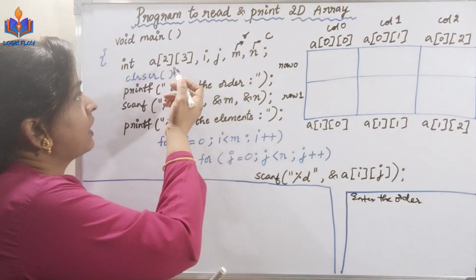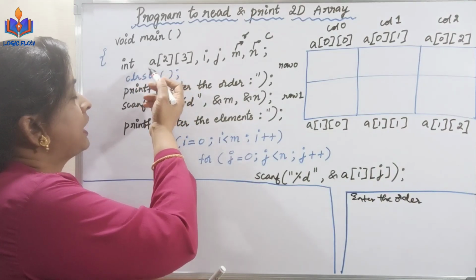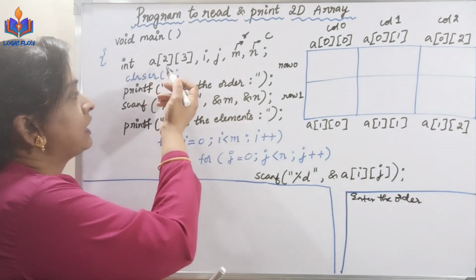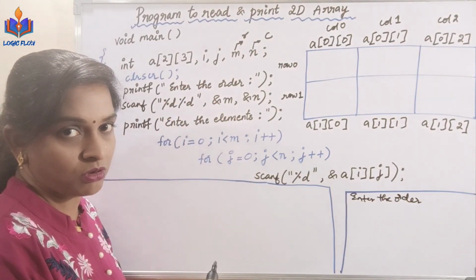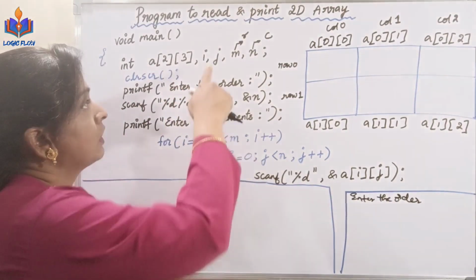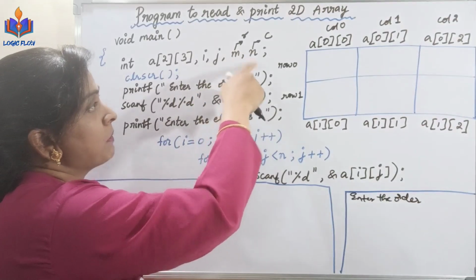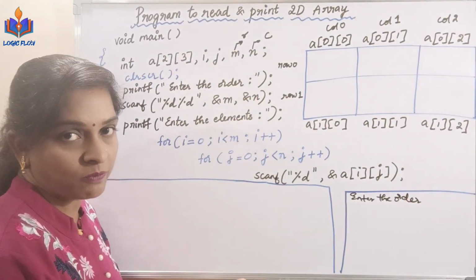So I have an array of integer type. The array name is A. Dimension is 2 and 3, 2 cross 3. Maximum 6 elements I can store. It can be less than that also. Control variables i, j, m and n to represent the row value and column value.